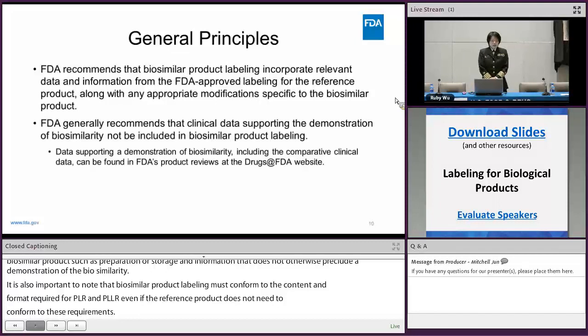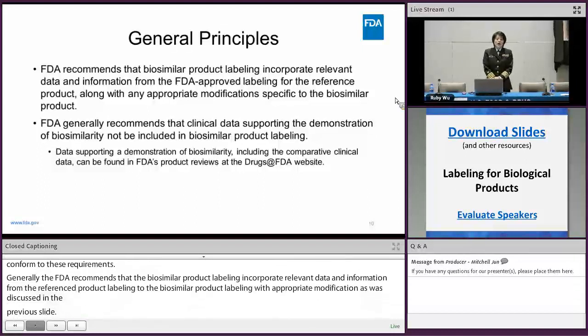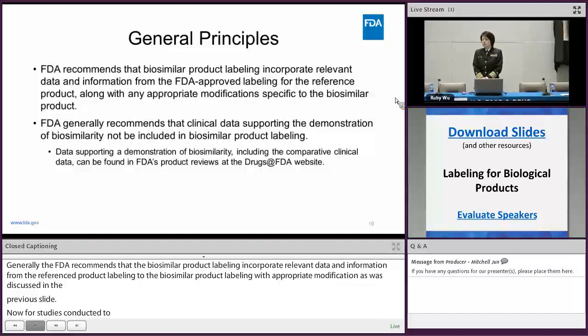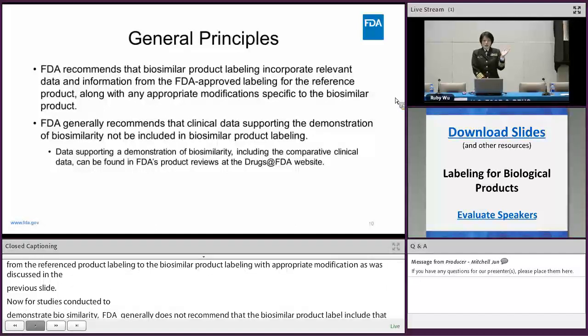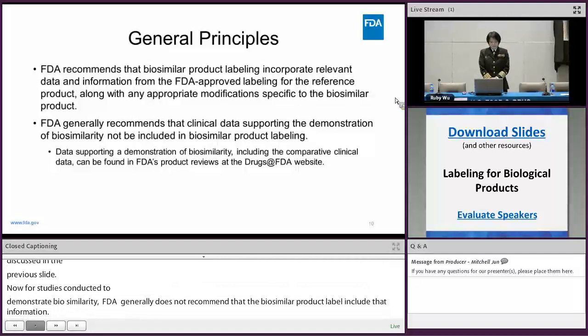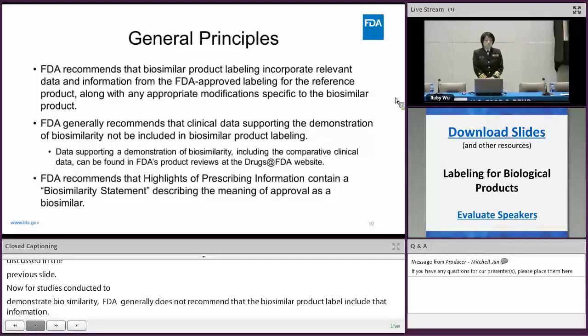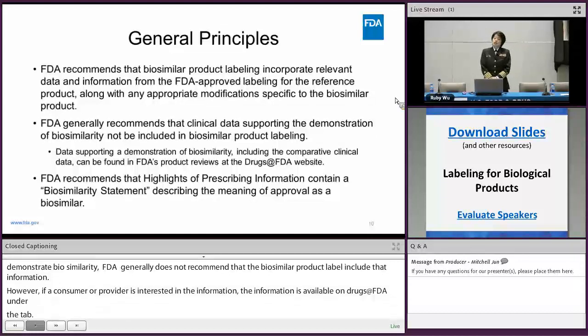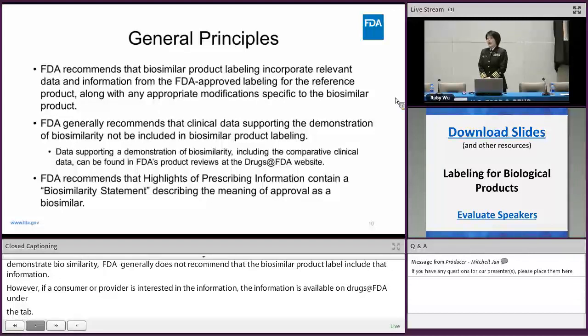Now, for studies conducted to demonstrate biosimilarity, FDA generally does not recommend that the biosimilar product labeling include that information. However, if a consumer or provider is interested in that information, it is available on Drugs@FDA under the FDA Reviews tab. And finally, FDA recommends that the highlights of prescribing information include a biosimilarity statement, and this statement is to describe the relationship between the biosimilar product and the reference product.